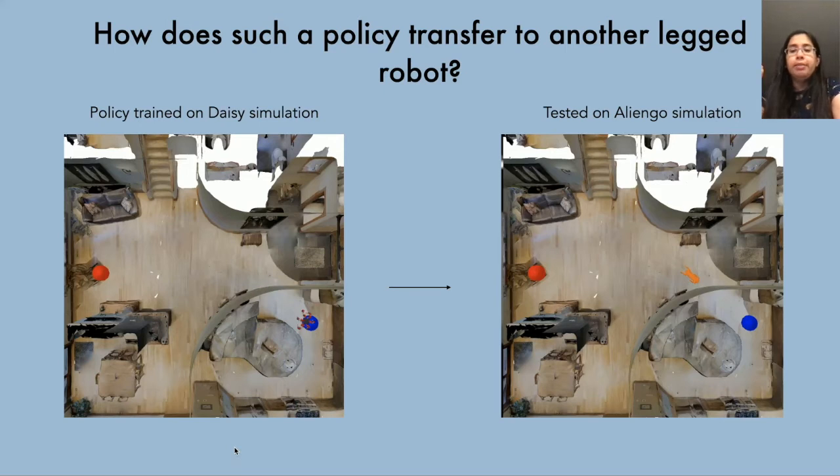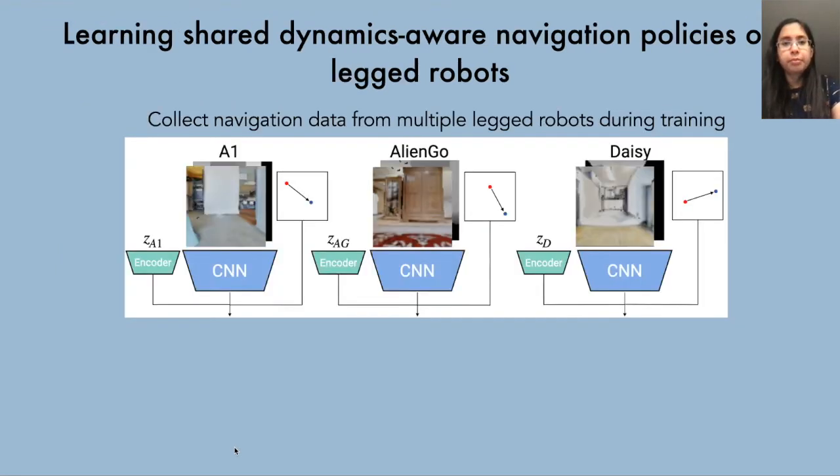So even in the same simulation, different legged robots have significantly different dynamical properties, which will cause a policy learned on one robot to not transfer to another. And we can expect the same behavior on hardware. So how could we learn navigation policies across multiple legged robots? For this, we propose that we should learn shared navigation policies across multiple robots.